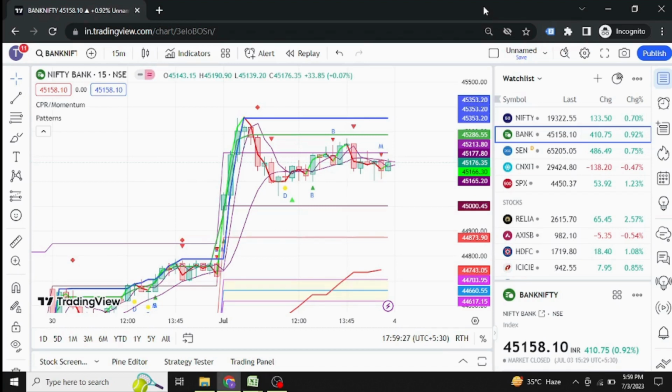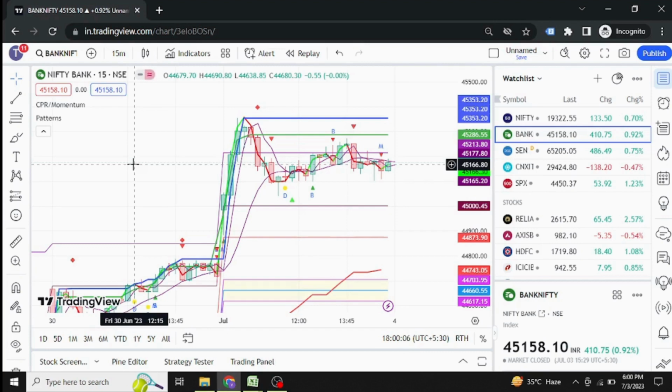Generally, there are two types which you can use in the free version also. The first one is CPR momentum, and the second one is patterns. There are a few patterns in this which I feel are good enough to give you an indication of which side the market will be moving. It's not that those patterns will be right every time; they may give false indications also. But keeping that aside, patterns are like a second thing. The first thing is the CPR momentum.